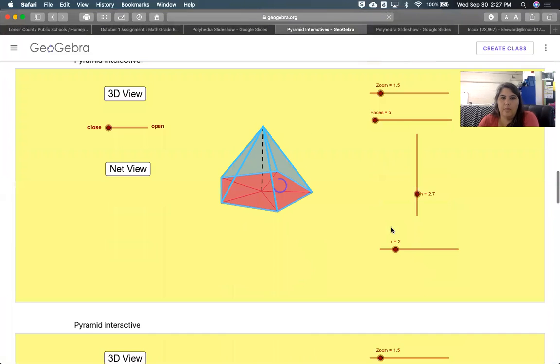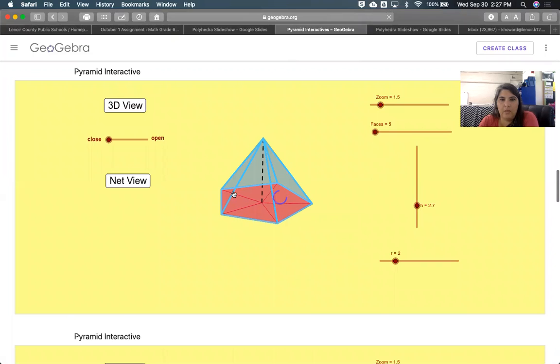Here he is. Okay, so it is a 1, 2, 3, 4, 5. It is a pentagonal pyramid.